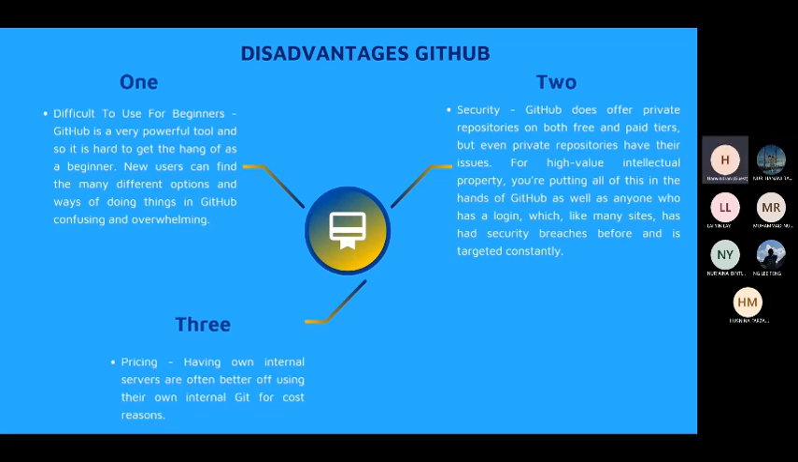The second one is security. GitHub does offer private repositories on both free and paid tiers, but even private repositories have their issues. For high-value intellectual property, you are putting all of it in the hands of GitHub as well as anyone who has a login, which, like many sites, has had security breaches before and is targeted constantly. The last one is pricing. Those with their own internal servers are often better off using their own internal Git for cost reasons.